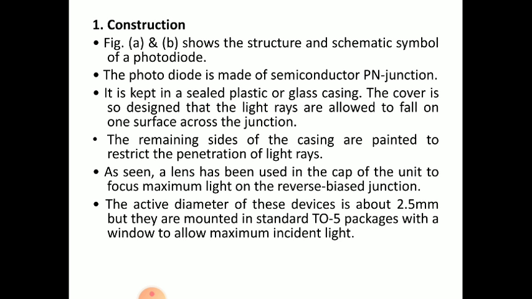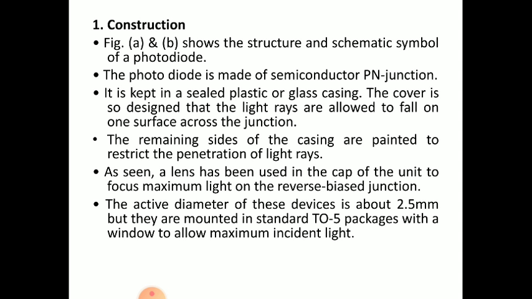Figure A and B shows the structure and schematic symbol of a photodiode. The photodiode is made up of a semiconductor PN junction. It is kept in a sealed plastic or glass casing. The cover is so designed that the light rays are allowed to fall on one surface across the junction. The remaining sides of the casing are painted to restrict the penetration of light rays. So that's how it should be made. The plastic case is made to allow the light only on one side, and all the other sides must restrict the light rays.